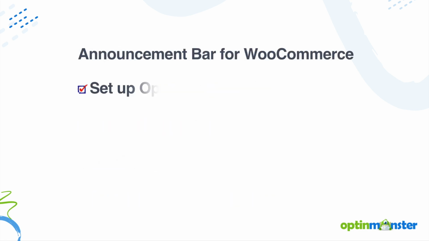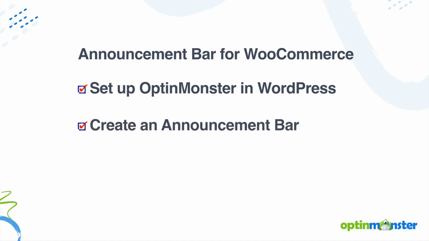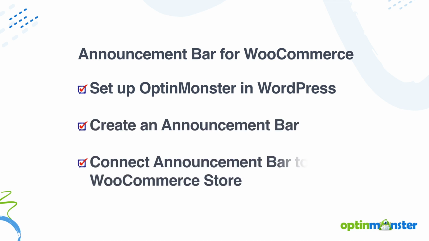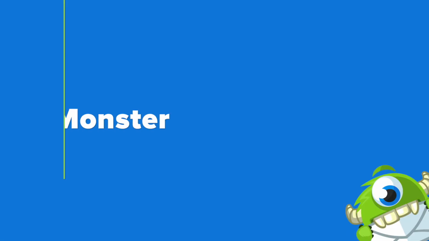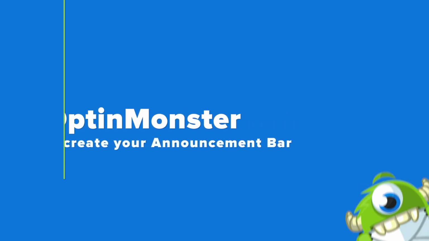In this video, we'll teach you how to set up OptinMonster in WordPress. Then we'll create an announcement bar using OptinMonster. And finally, we'll connect that announcement bar to your WooCommerce store. Let's get started. Step number 1 is to get OptinMonster to create your announcement bar.